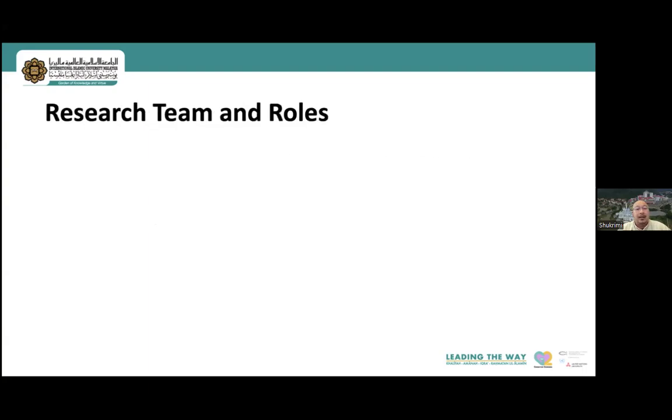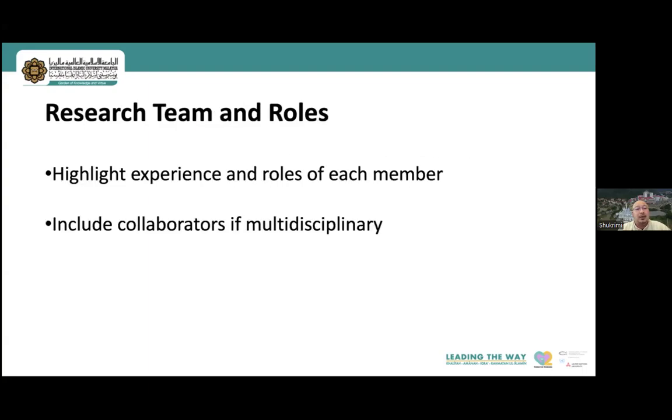Okay. Next is the research team and their roles. In this area, we need to highlight the experience and the role of each member. If you have 3 or 4 members, we need to justify why you asked them to join your grant, and include collaborators in the case of a multidisciplinary research grant.